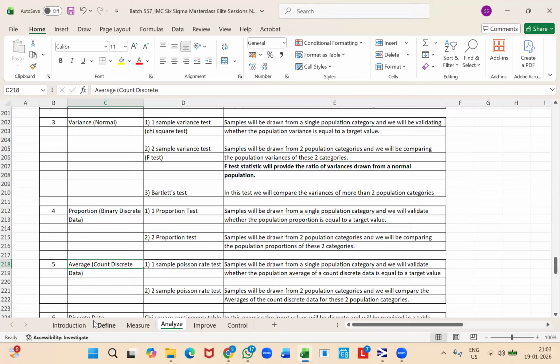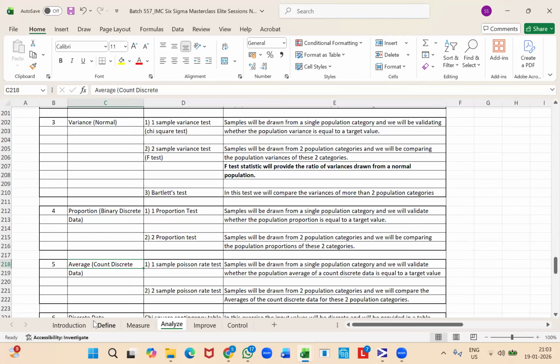And you want to validate whether the population defect rate is below that value or not, then we need to perform this one sample Poisson rate test. Suppose you want to validate whether the population defect rate is less than 5 per day or less than 2 per day, then we would perform this one sample Poisson rate test.